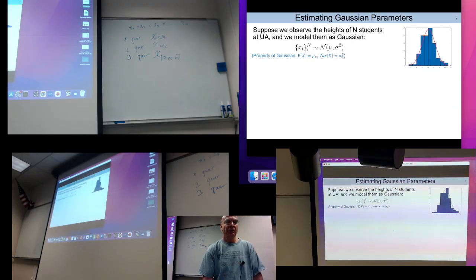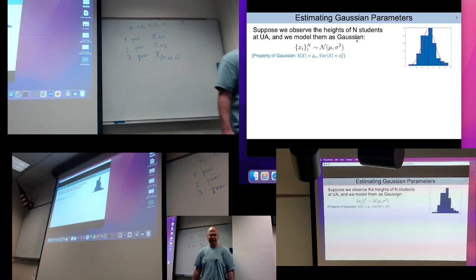Okay, so let's repeat the experiment multiple times, or we observe the height of n students from the university, and we know that height is usually distributed as a Gaussian. Why is this a Gaussian? Why is height a Gaussian?